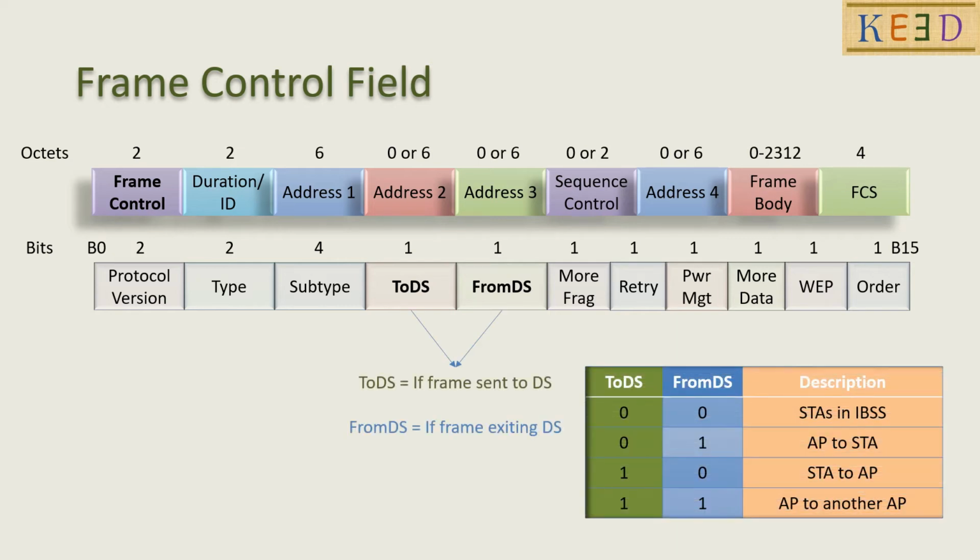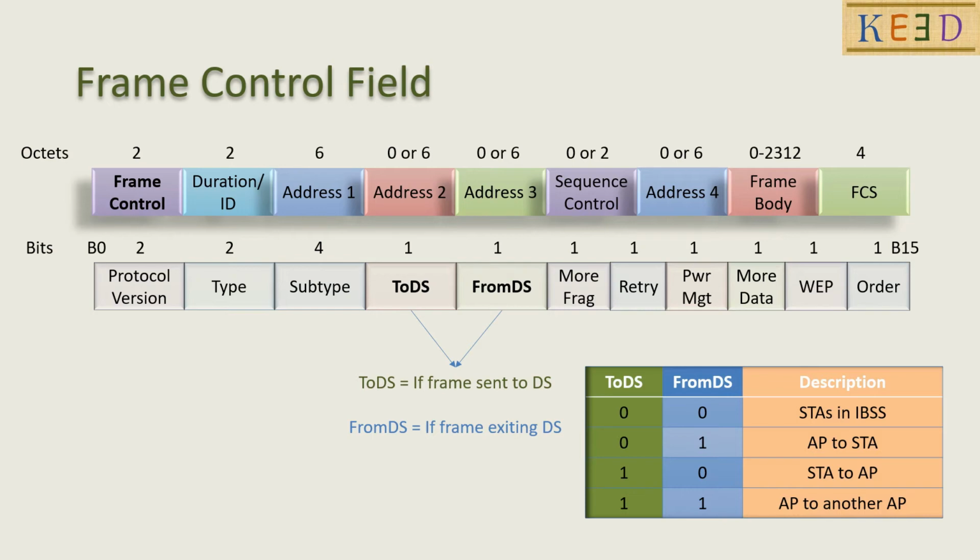To DS is 1 if the frame is sent to the DS. From DS is 1 if the frame is coming from the DS. These are the cases. As IBSS is not connected to DS, the stations in IBSS always have to DS and from DS as 0.